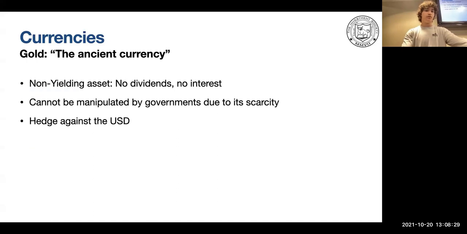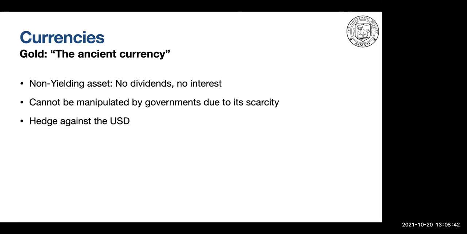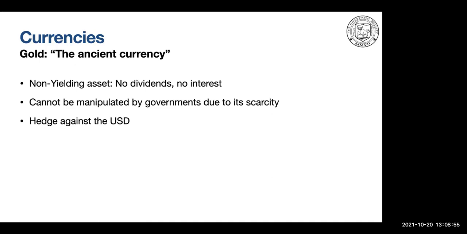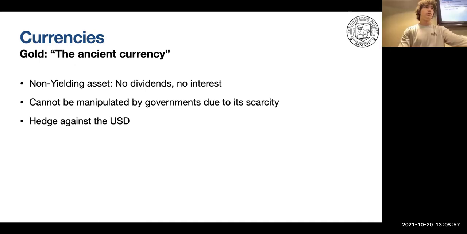And then gold is also covered. They labeled it as the ancient currency. It's a non-yielding asset, so there's no dividends or interest gained off of it. But what is beneficial about it is it can't be manipulated. The U.S. government can print the dollar as many times as they want, but it can't print gold, which is good. So that way it hedges against the U.S. dollar, and it's always safe. Compared to the U.S. and foreign currencies, it's not as easily manipulated.